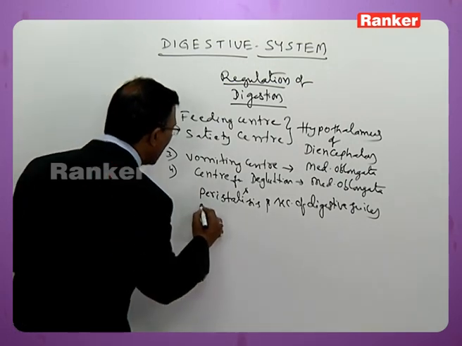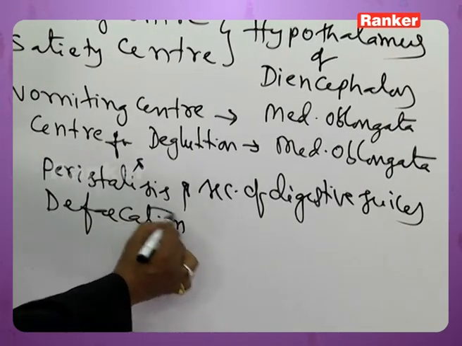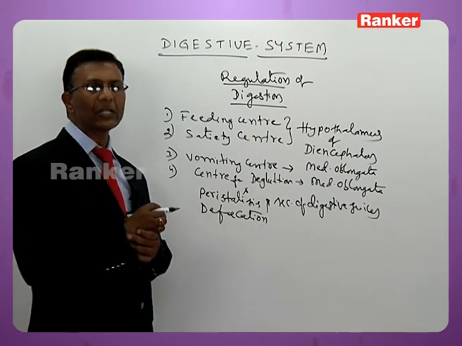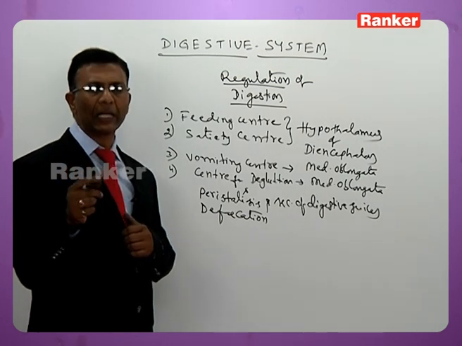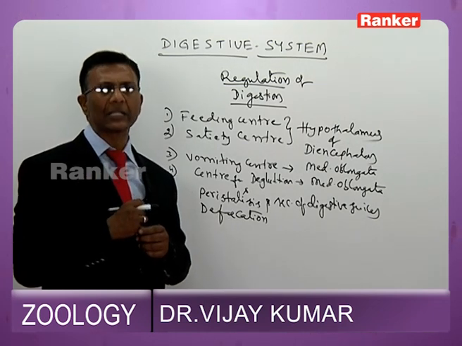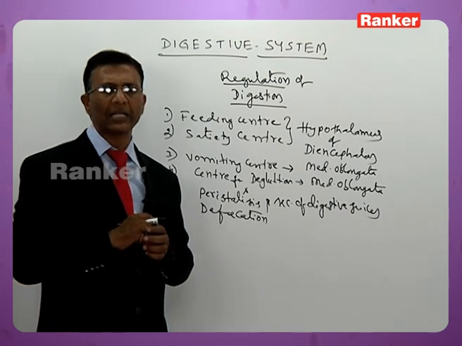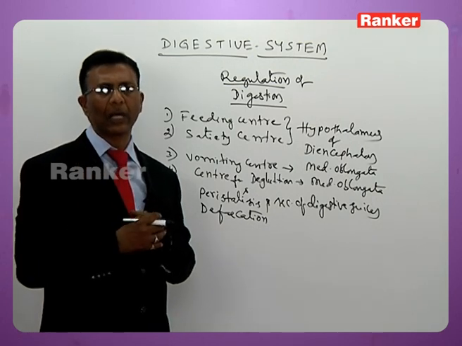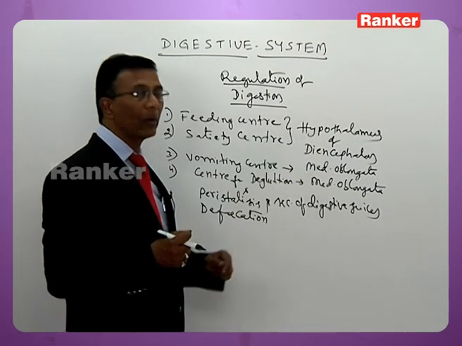Apart from this, defecation is also under the control of the medulla oblongata. Because you have learnt already, defecation is due to relaxation of two sphincters. In the rectal region, there is an internal rectal sphincter and an external rectal sphincter. The internal rectal sphincter is made up of visceral muscles, which is involuntary in function. The external rectal sphincter is made up of voluntary muscles, which is voluntary in function. So due to the involvement of both sphincters, defecation occurs.